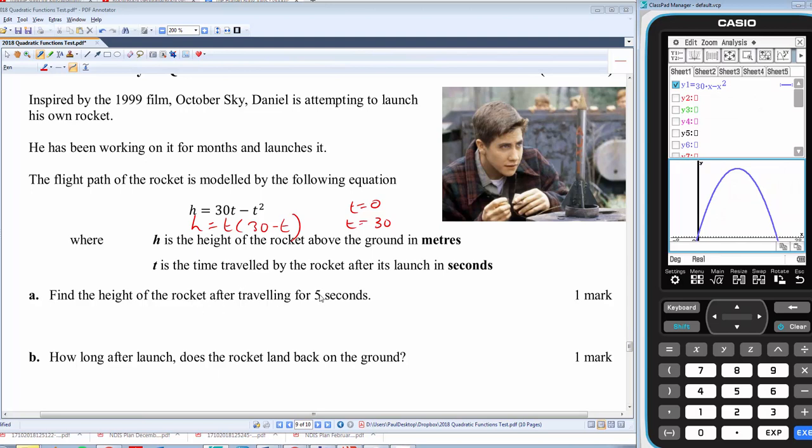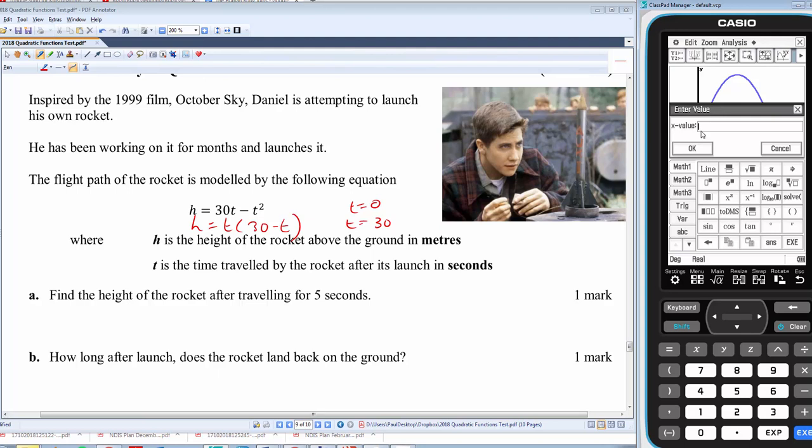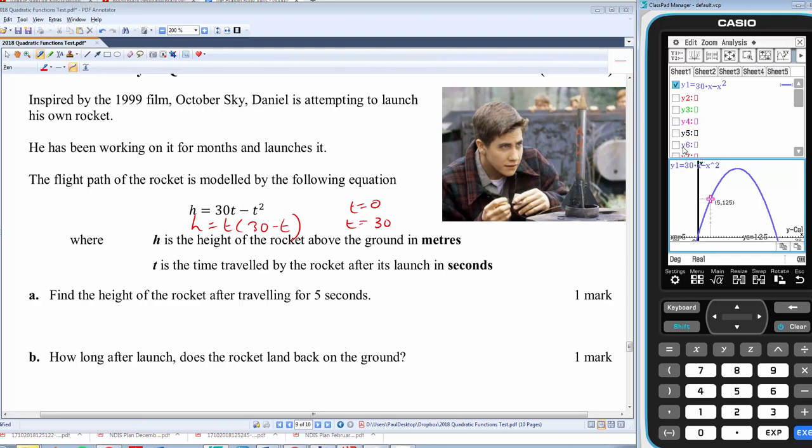Okay, we want the height of the rocket after travelling for 5 seconds. Analysis, G-solve. I want the height. Height is the y-axis, after 5 seconds: 125 meters.